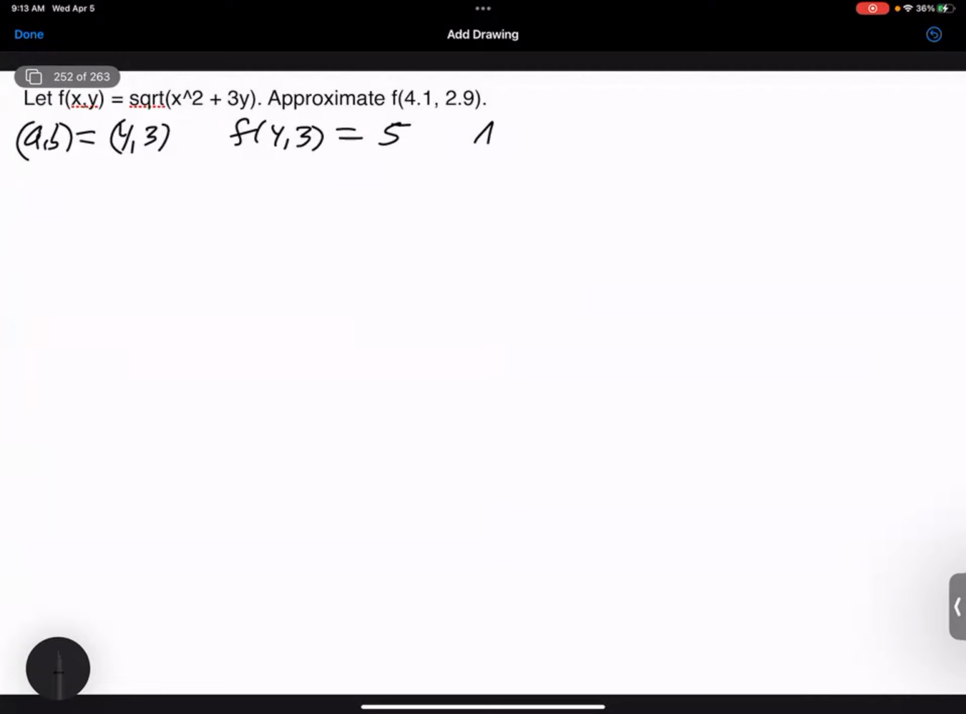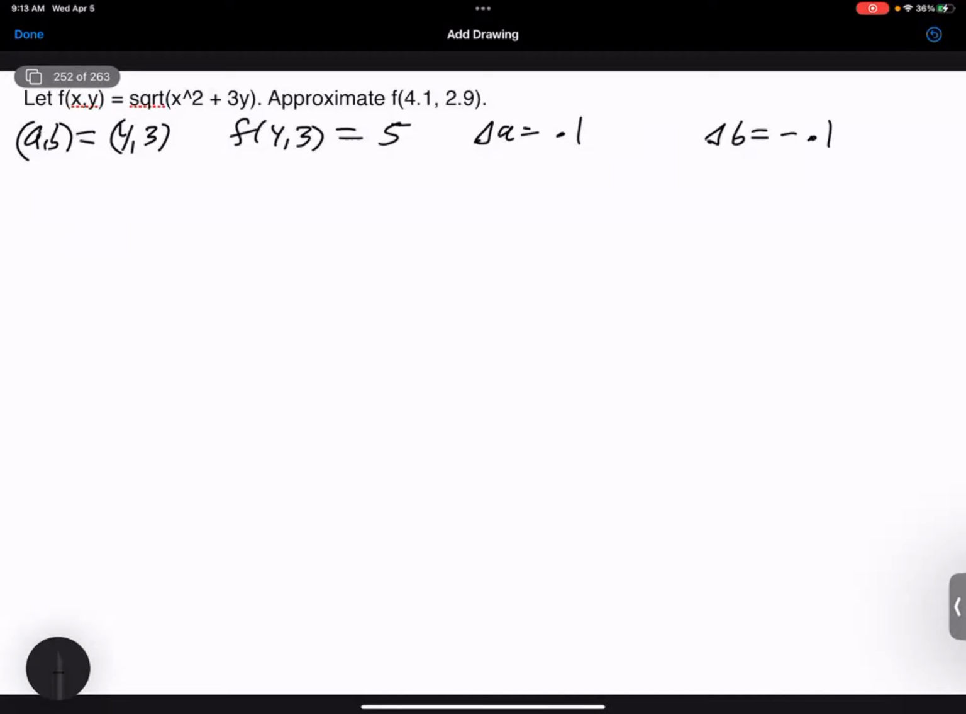What is delta a? What is delta b? So what would delta a equal? 0.1. What would delta b equal? Negative 0.1. We're going down, right? So I wanted to choose one of them to be positive, one of them to be negative.